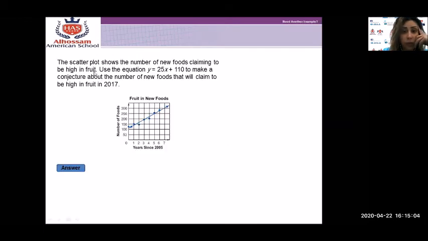So here, let's see what we have. The scatter plot shows the number of new foods claiming to be high in fruits. Use the equation, this is the equation we have just found in the previous example, y equals 25x plus 110, to make a conjecture about the number of new foods that will claim to be high in fruit in 2017. So it's the same, it's about 2017. What you are going to do is replace x with 17, okay, and then just find the value of y, which is the number of foods or the fruits in 2017.